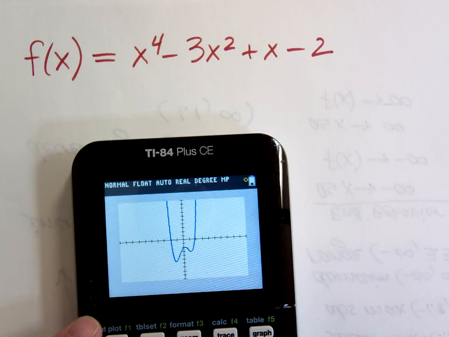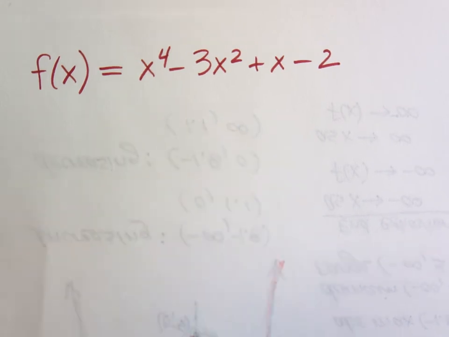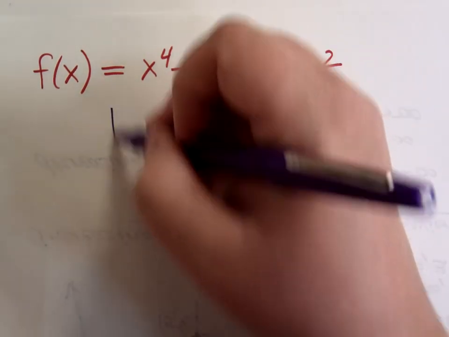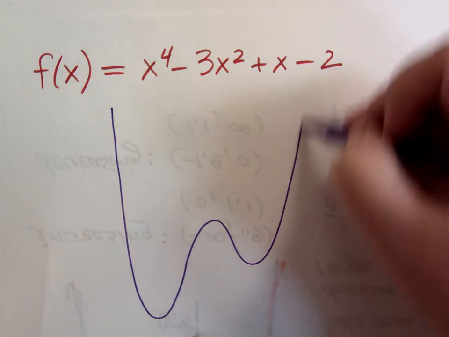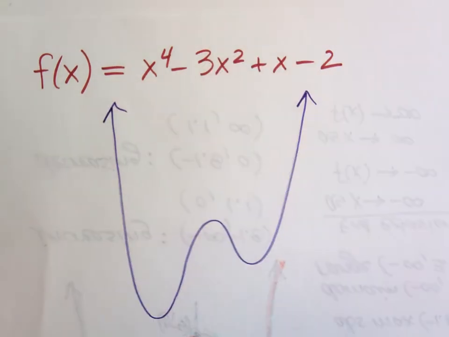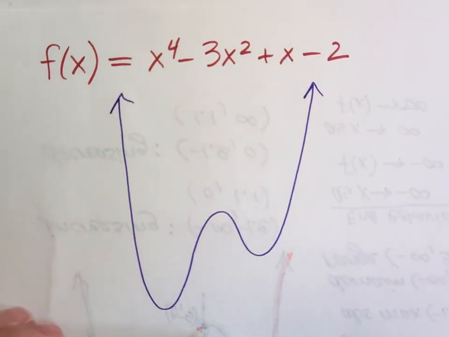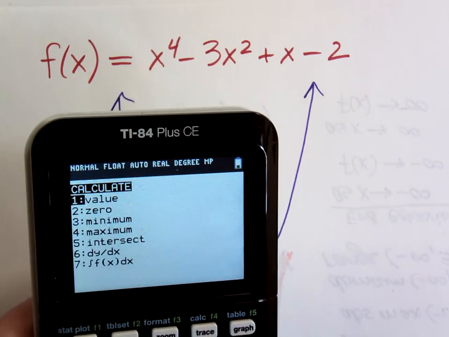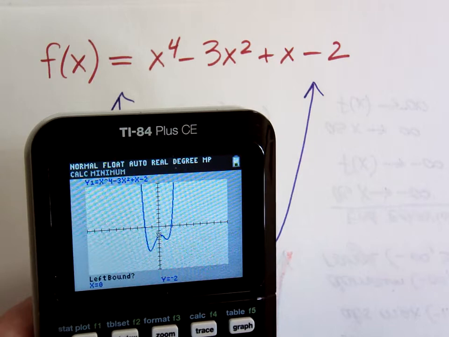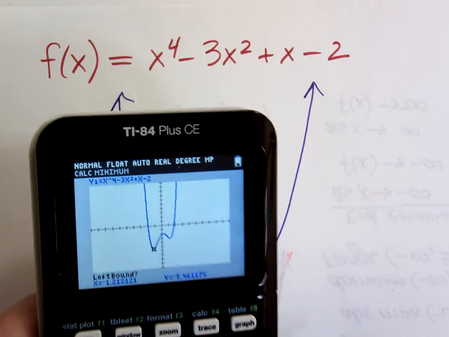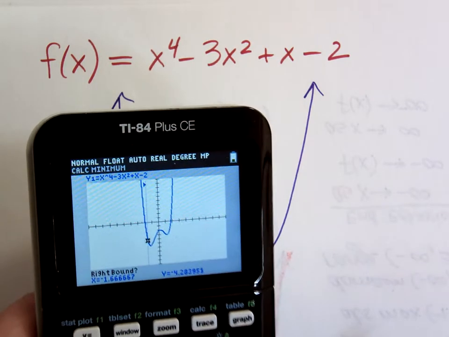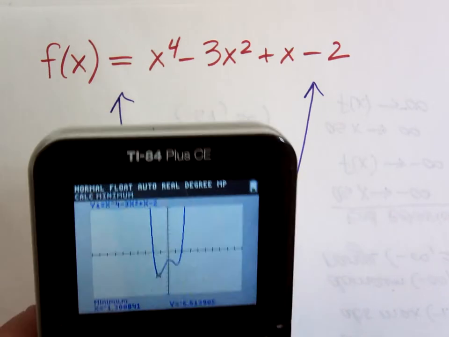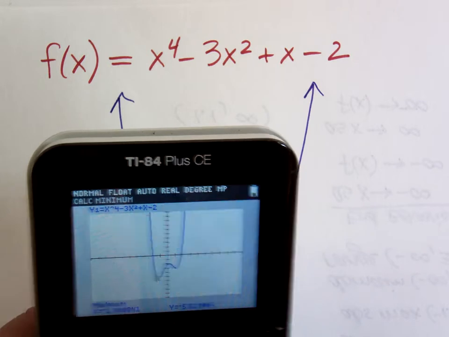Okay, so this is sort of like a W shape. It looks a little like this. So let me go ahead and find the max and mins, the extrema. Move to the left, move to the right, and press enter. And I get negative 1.3, negative 5.5.